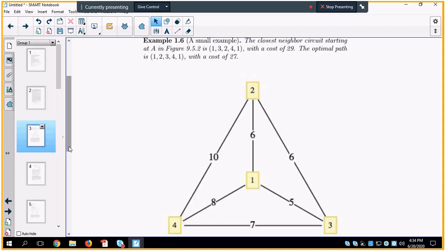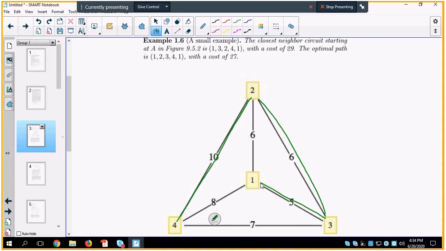So let's say we wanted to start at the vertex 1 and find the closest neighbor circuit. So starting at the vertex 1, I would choose to go to vertex 3 because 5 is less than 6. And then from vertex 3, my choices would be either to go to 2 or to go to 4. So I'd choose to go to 2. And then at 2, I can only go to 4 because we've already visited 1 and 3. And then from 4, I can go back to 1.